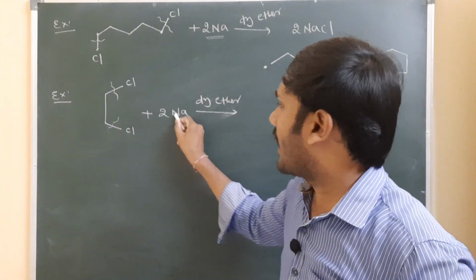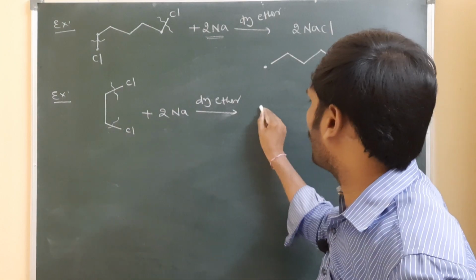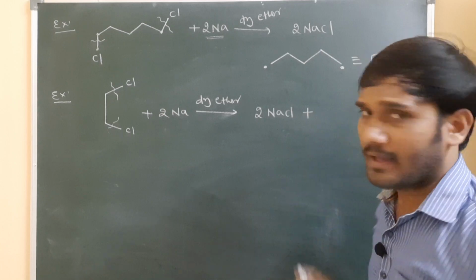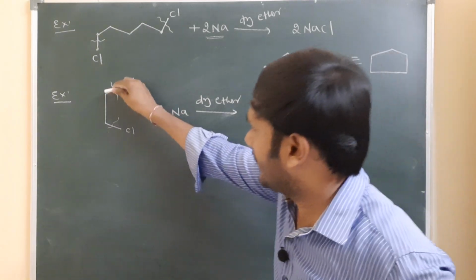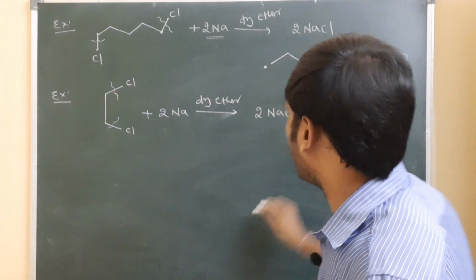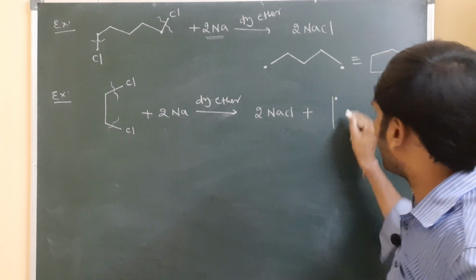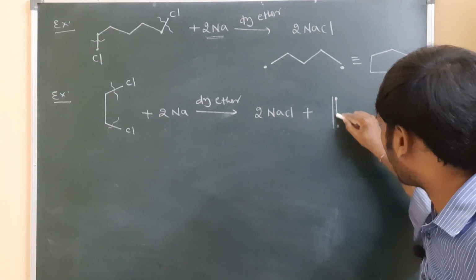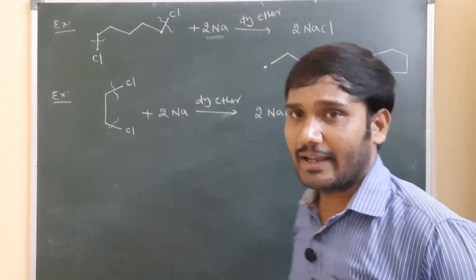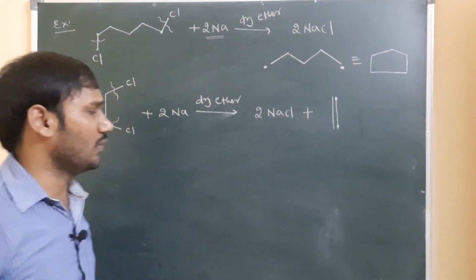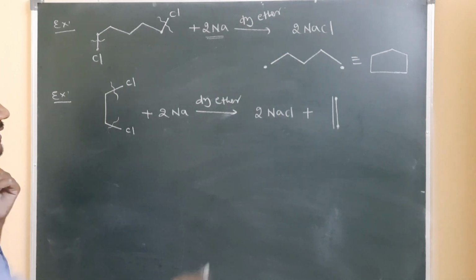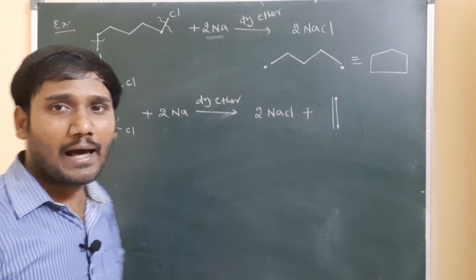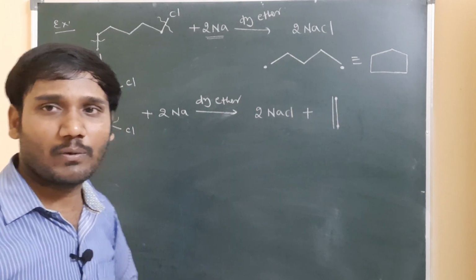At that time, 2 atoms of sodium and 2 atoms of chlorine are converted to 2 moles of sodium chloride. And the next product, let us see: this carbon gets a free radical, and this carbon also gets a free radical. These 2 free radicals combine and form what? An alkene is formed. So in this preparation, an alkene is formed. But generally, the Wurtz reaction is favorable for the preparation of alkanes, and in this case the product formed is an alkene.